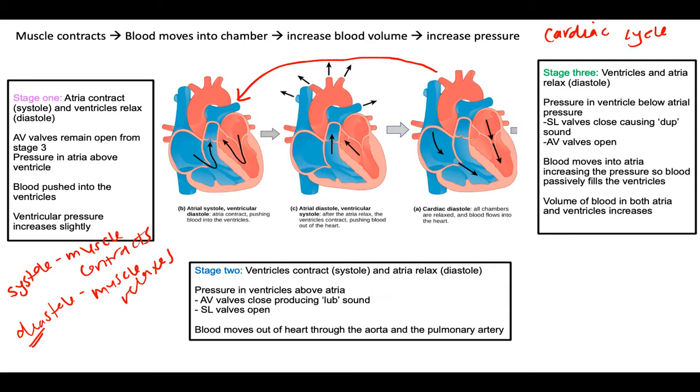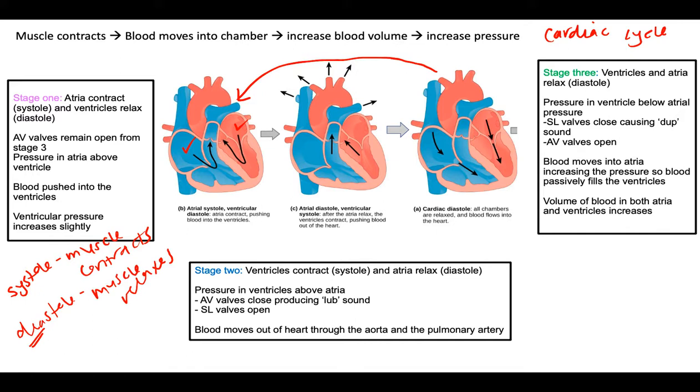All right, so in stage 1, our atria contract. Now, our AV valves are already open from stage 3, but when they contract, it increases the pressure in the atria, and that forces blood into the ventricles. And so ventricular pressure will actually increase a bit.